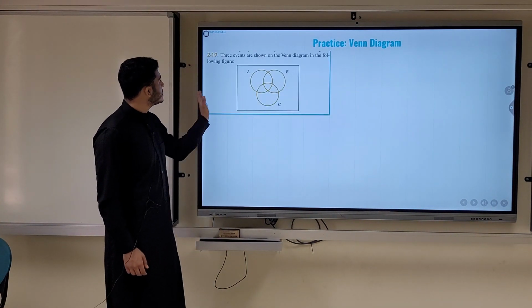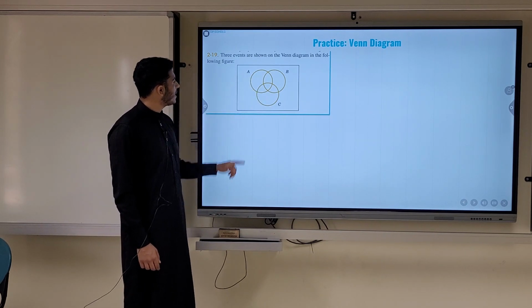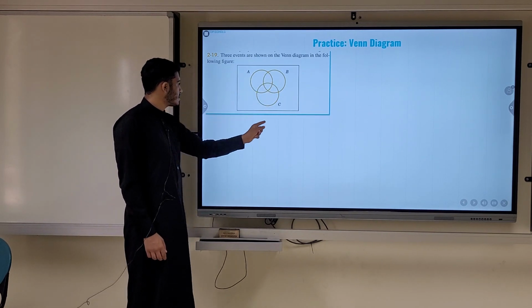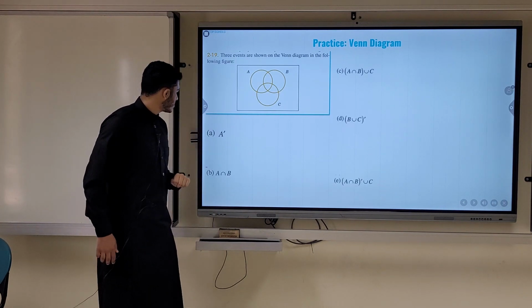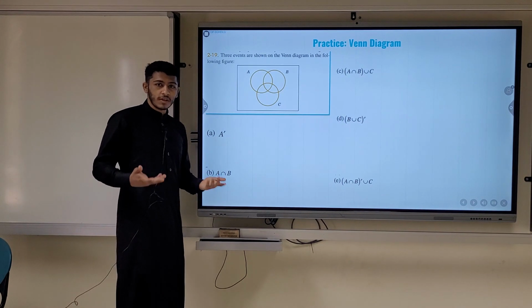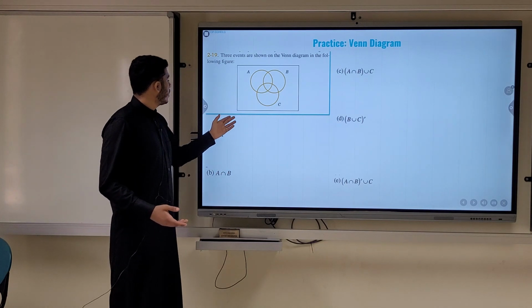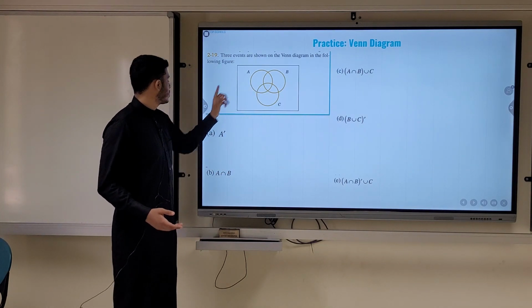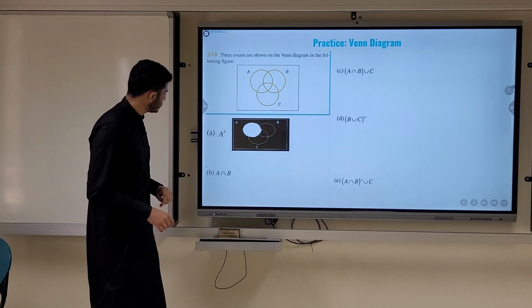So let's say that we have this Venn diagram here, where we have three events, A, B, and C, each denoted by a circle by itself, and the sample space is the square, including all the circles. Let's solve these questions. So, first question is the complement of A. We know the complement of an event is all the events in the sample space that are not inside the event. So, event A is this circle. So, the complement of it is everything except this circle. So, shade everything except this circle here.